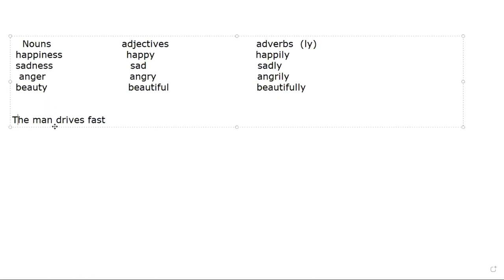Adjective. Adverb, dear, because it's after the verb. As an adjective, it would be: he is a fast driver. This is the adjective. The adjective comes before the noun, but the adverb comes after the verb.